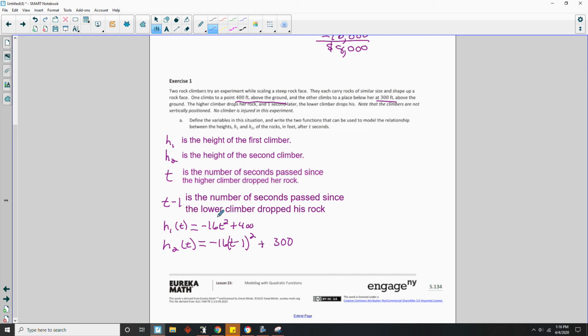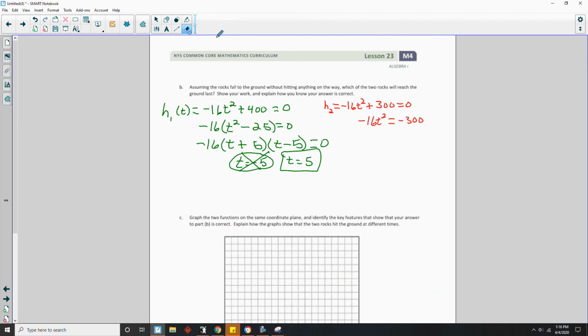Okay, so going back to the last page and fixing that, and now I'm going to use that equation here, and so let me fix that. So this is going to be negative 16t minus 1 quantity squared plus 300. Okay, so then I want this equal to 0. Then I want to take that negative 16 times t minus 1 quantity squared and set it equal to negative 300 because I moved that over to the other side.